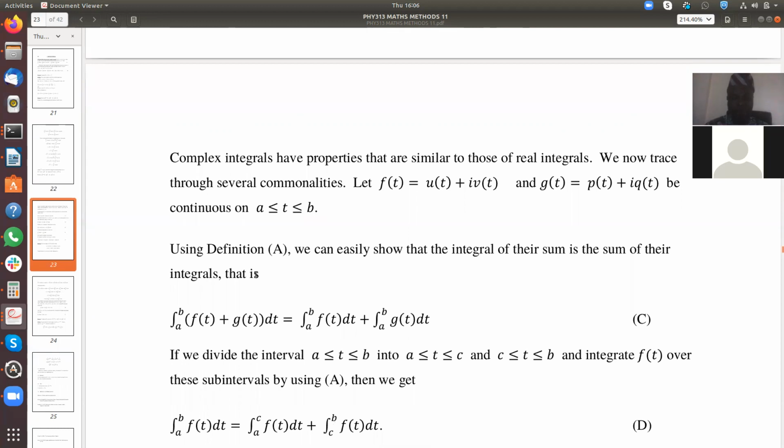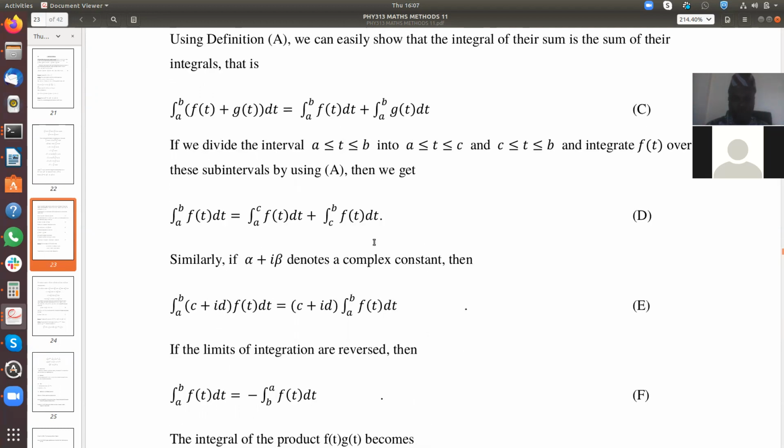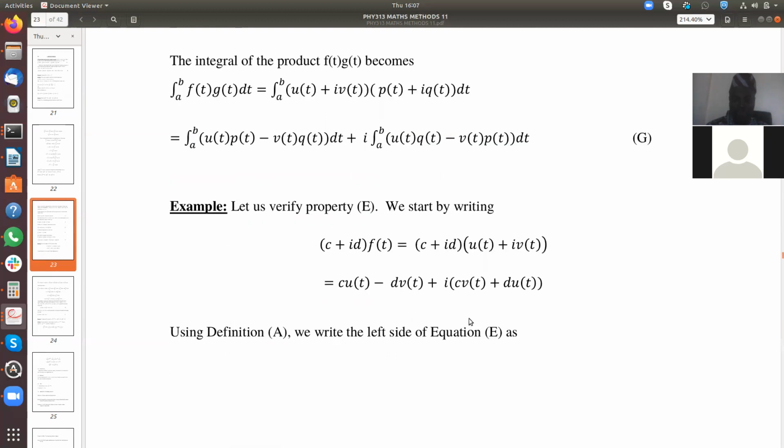Okay. Using definition A, we can easily show that the integral of their sum is the sum of their integrals. That is, by the time you have f of t plus g of t and take the integral, the result is more or less like taking the integral of each of them separately. So this is one of the approaches to it. Which is C and D, E, the same thing, and F. But let's look at an example and see how to solve it.